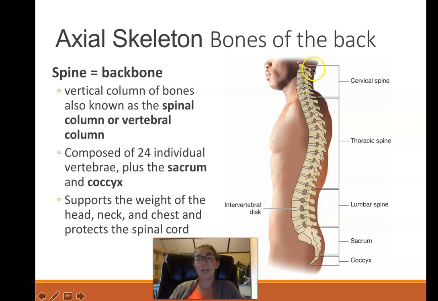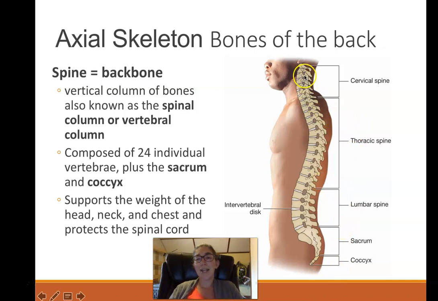So the spine can be divided into 5 sections. The vertebrae can be broken down into 3 sections. The ones in the neck, the cervical spine, cervico means neck. The ones that go through the chest region, the thoracic spine, and then the lower back spine, the lumbar spine, and the sacrum and the coccyx. So those are the 5 parts of the spine.